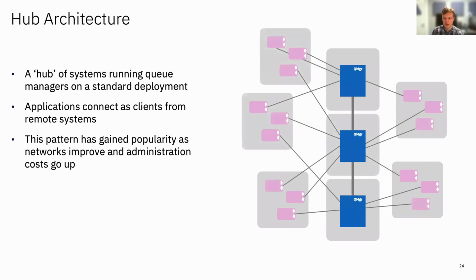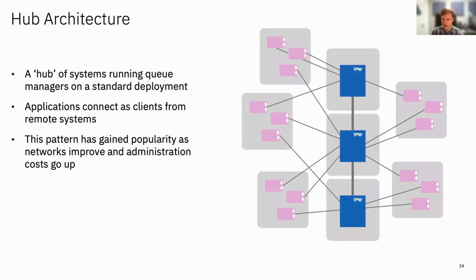In contrast to this, we have the hub architecture. In this approach, you have a set of queue managers and your applications running on different hosts. They could be the same host, but they don't necessarily have to be. Your applications talk to the queue managers, and the queue managers are handled independently. In recent years, this is gaining more popularity as you can scale the queue managers independently.